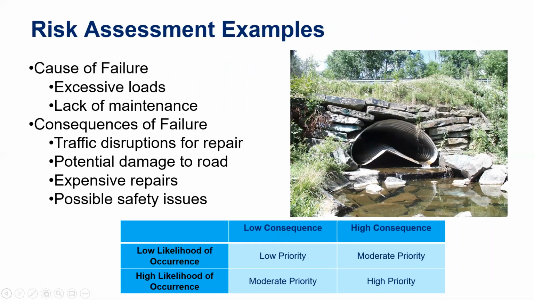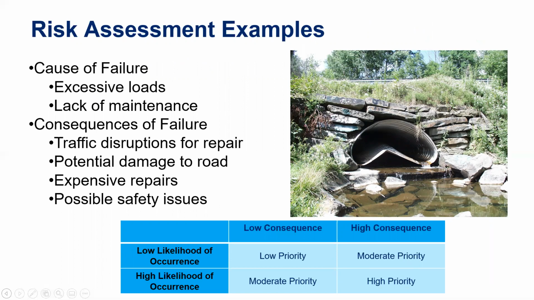Here we have a culvert, and to me, this culvert's already failed. The road hasn't completely failed yet. The culvert has, but not the road. And so when this does go, when the road does completely go, there's going to be a lot of traffic disruptions, depending upon what the other alternate detour routes are. It's going to be an expensive repair.